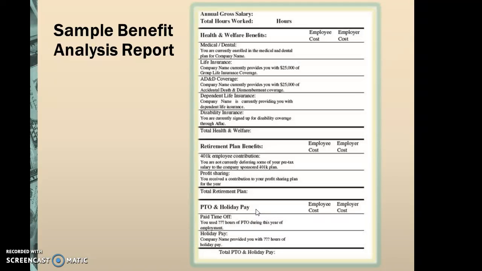As you notice, they break it down by the employee's costs and the employer's costs. They have different categories for health and welfare benefits, retirement plan benefits, and then total PTO and holiday pay. This is a great analysis to do, especially during budget season, in order to make sure they can generate enough revenue along with controlling their expenses to afford to give employees bonuses and possibly even wage increases.